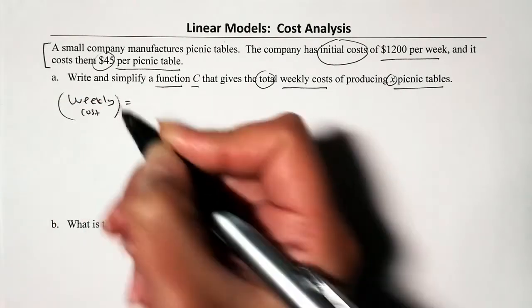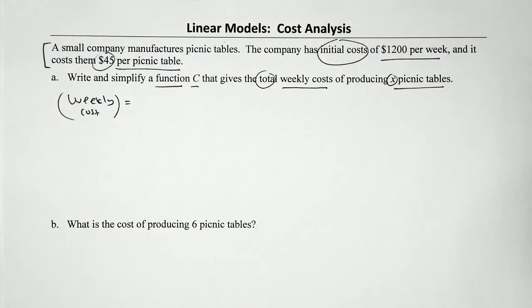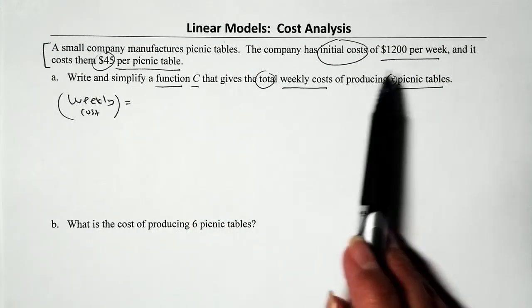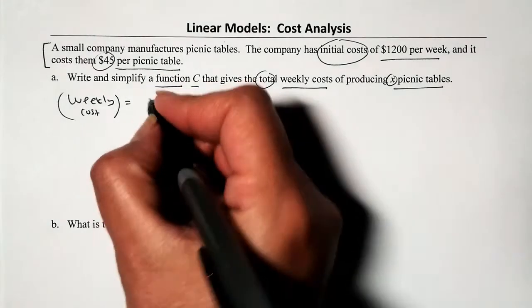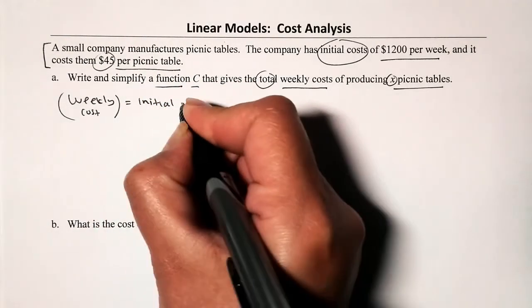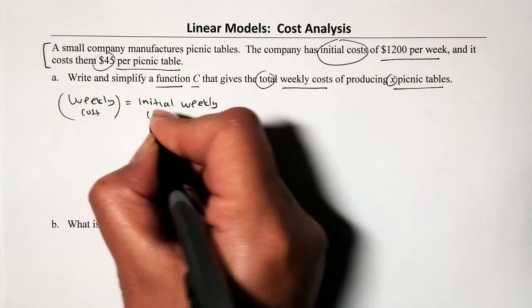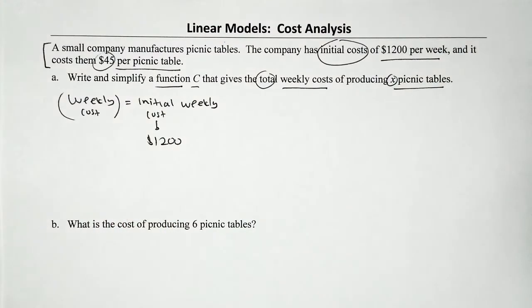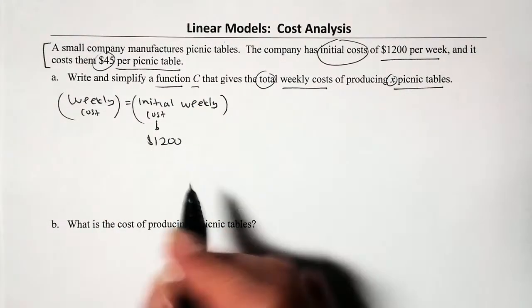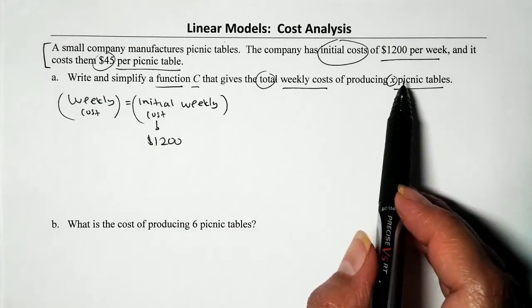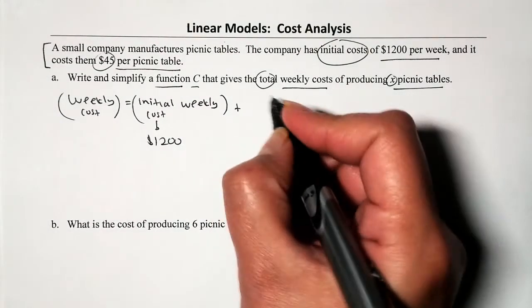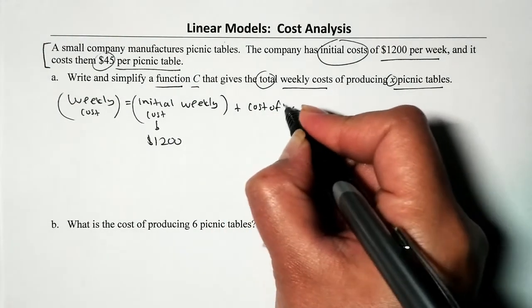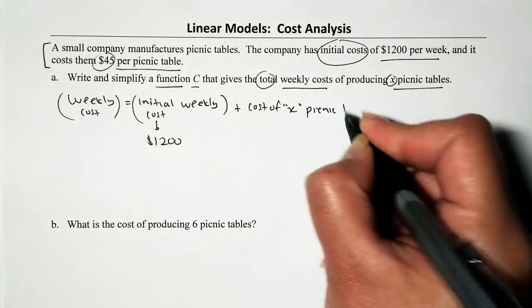How do we calculate the weekly cost? Well, we know that it costs them $45 for every picnic table that they make, but aside from that, they have an initial weekly cost of $1,200. So to calculate their weekly cost, we're going to take their initial weekly cost of $1,200 and then add to it the cost of making x picnic tables.